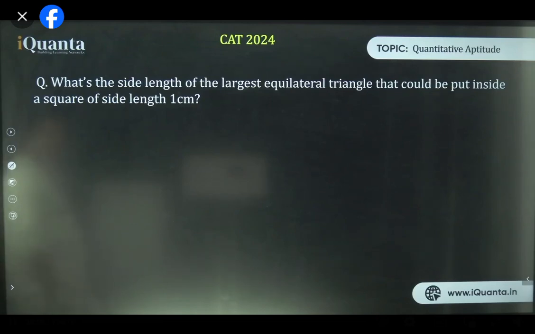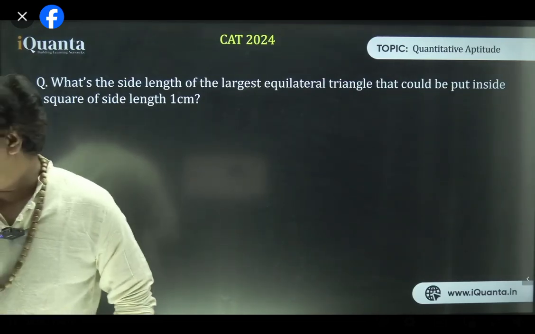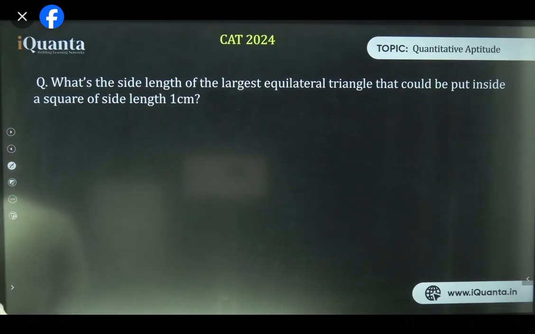Let's do one more. What's the side length of the largest equilateral triangle that could be put inside a square of side length 1 centimeter? For this you have 3 minutes. Which one is the root thing? Rephrase your query, first solve it and then tell me what exactly you are asking.